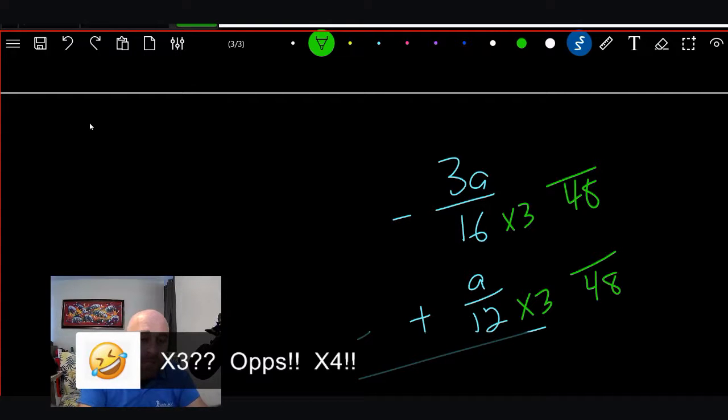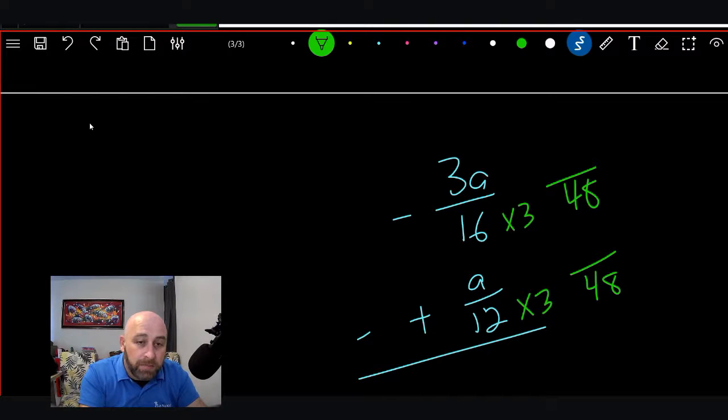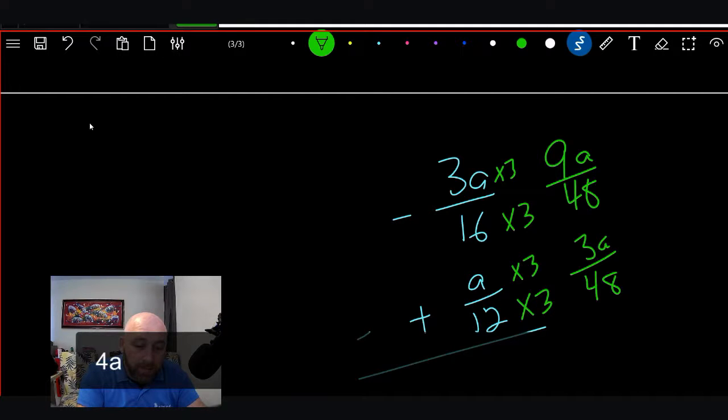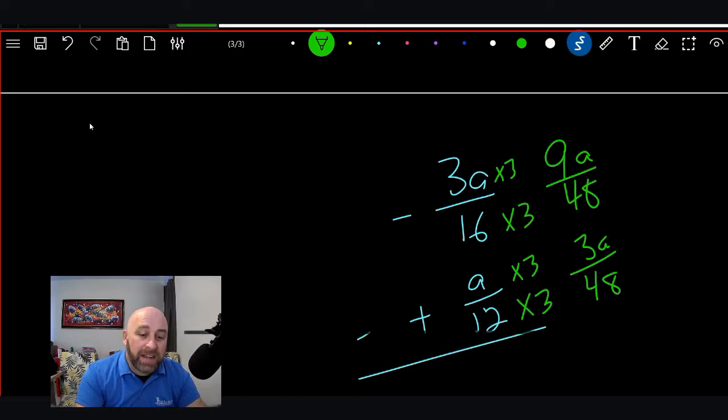Okay, so if I multiply the denominator by 3, I also have to multiply the numerator by 3 because I can't change the value. So that's going to give me 9a in the numerator. And here in this second one, the numerator is a times 3, which is 3a. Okay. All right, now we can look at it, and now we can tell which one's bigger.